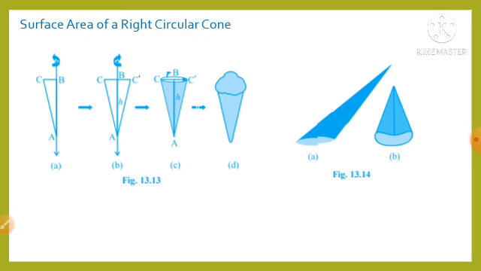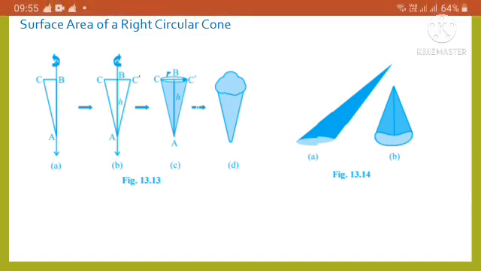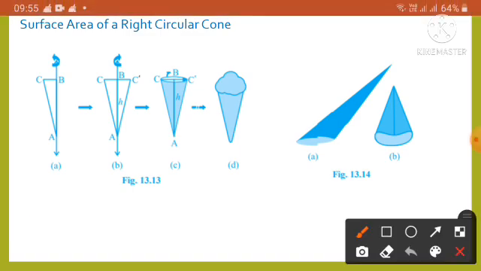Such figures are called prisms. Now let us look at another kind of solid which is not a prism. These kinds of solids are called pyramids. So let us see how we can generate them. We are trying to do some activity.